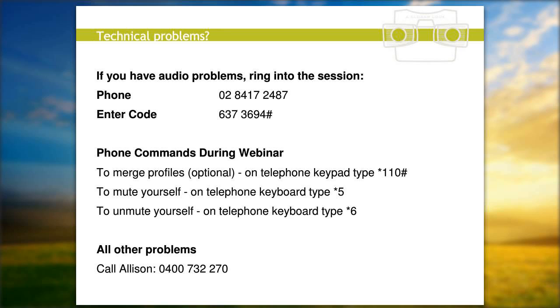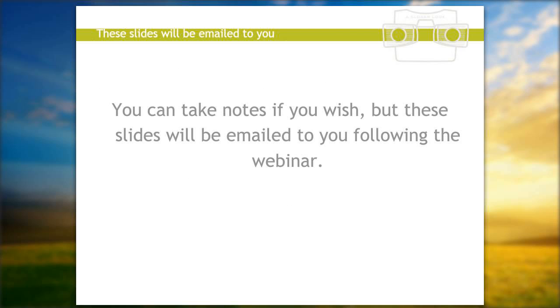If all else fails, there is Alison's phone number down there. That's probably the most important thing for you to write down, because she will be able to help you if you have not got this number written down or something. So Alison's number is 0400 732 270. So that's the techie side of things over. You can take notes if you would like to, but you will be getting these slides emailed to you after the webinar from Eastside BEC.